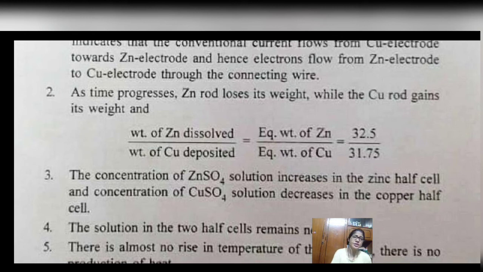The third observation is, after some point of time, we will find that the concentration of zinc sulfate will increase and the concentration of copper sulfate will decrease. This is because the metallic zinc releases 2 electrons each time and forms Zn2+, and this Zn2+ comes into the solution, thereby increasing the concentration of the solution. On the other hand, the Cu2+ from the solution takes up the released electron and forms metallic copper which gets deposited on the copper metallic rod, and due to this the number of Cu2+ ions present in the solution will be reduced, thereby reducing the concentration of the copper sulfate solution.